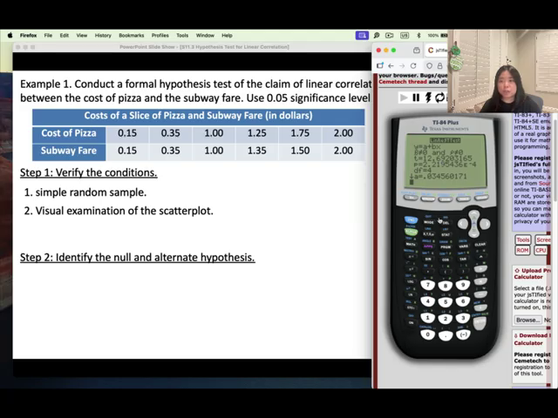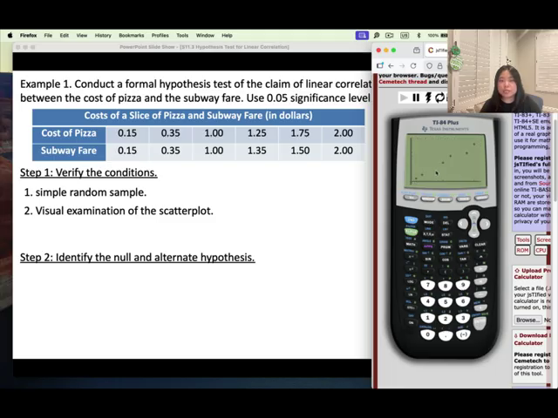Now, after that, we're going to look at the scatter plot. So we're going to go to 2nd, STAT PLOT. I'm going to turn on the first one, choose the first icon. And then I'm going to click ZOOM, number 9, ZoomStat.